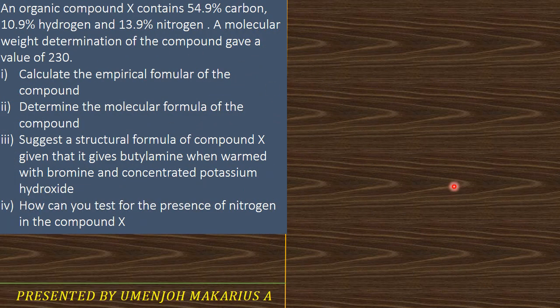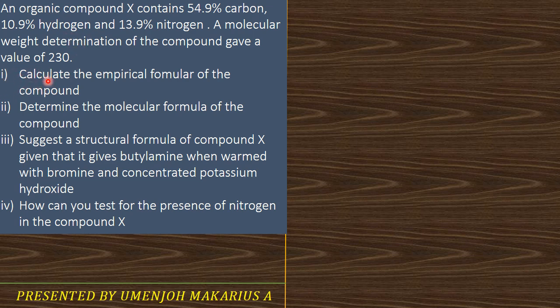So friends, as you can see, the first question on screen says that an organic compound X contains 54.9% carbon, 10.9% hydrogen, and 13.9% nitrogen. These are the percentage compositions by mass. Then they say that a molecular weight determination of the compound gave a value of 230. This is the relative molecular mass of the compound.